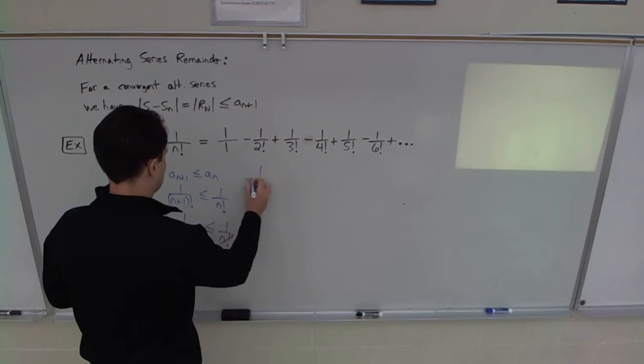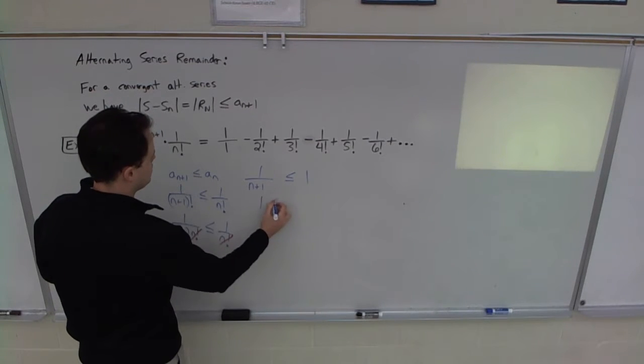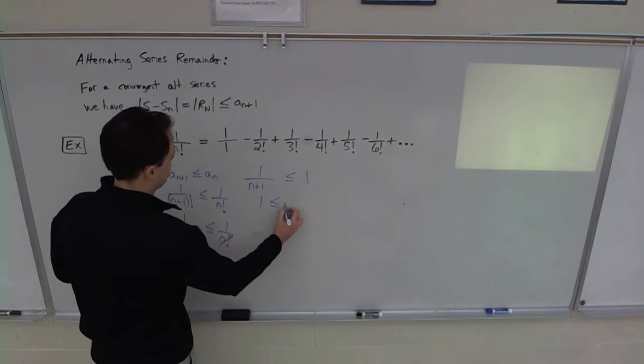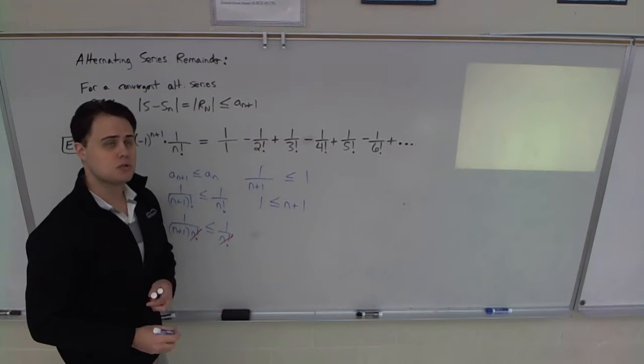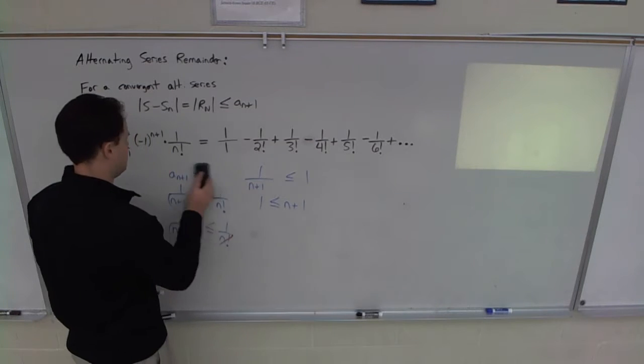Let's see what's left. So we've got 1 over n plus 1 on the left-hand side, and 1 over here. That says 1 is less than or equal to, multiplying up, n plus 1. That's, of course, true for all n belonging to the natural numbers, so we're good to go. This guy is a convergent alternating series.